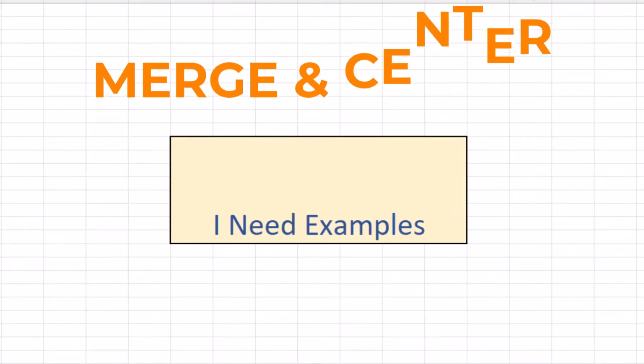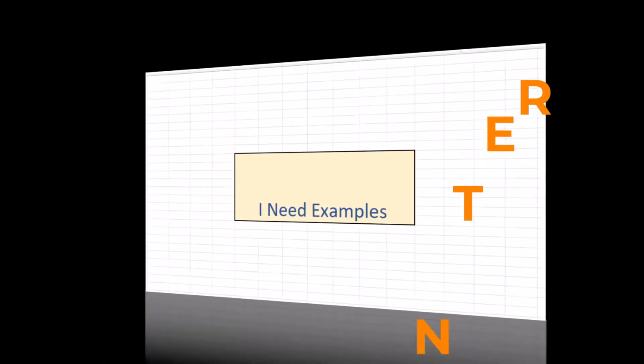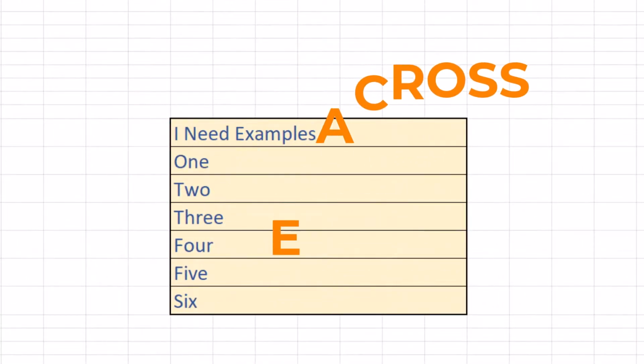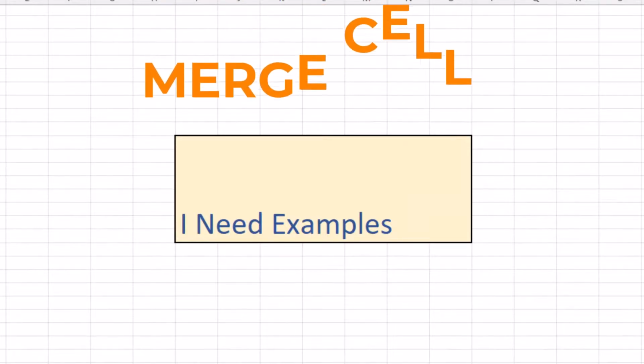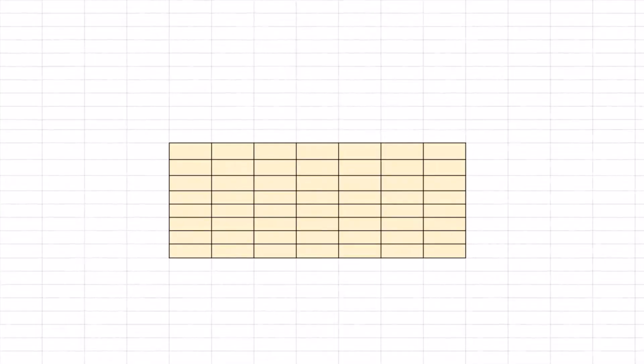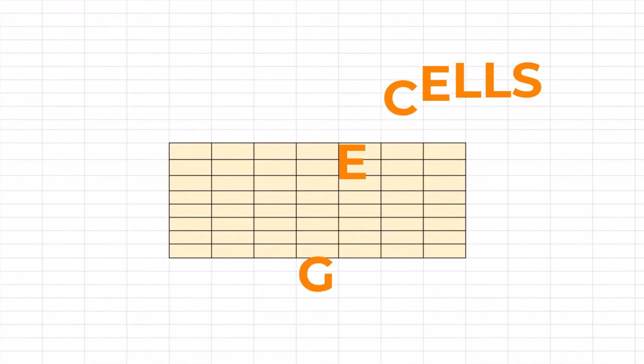Merge and center. This will merge all cells into a new cell. Once merged, it will center the data. Merge across. This option will merge all selected cells vertically. Merge cells. This works the same as merge and center, except the data will not be centered. Unmerge cells. After merging cells, you can split the merged cells into separate cells again.